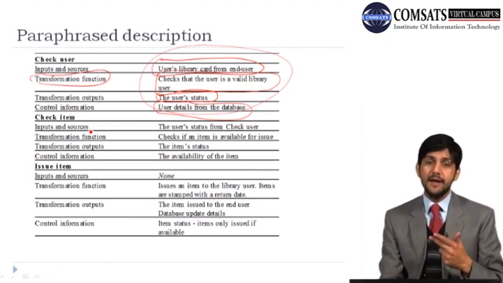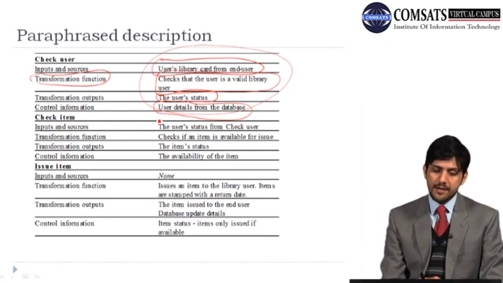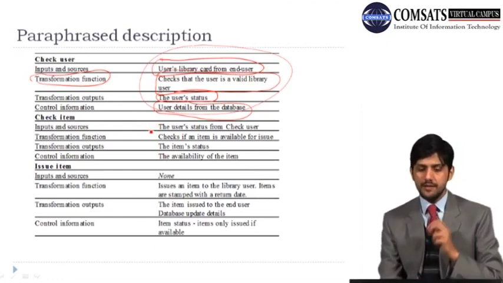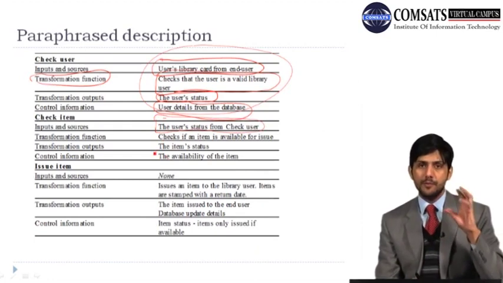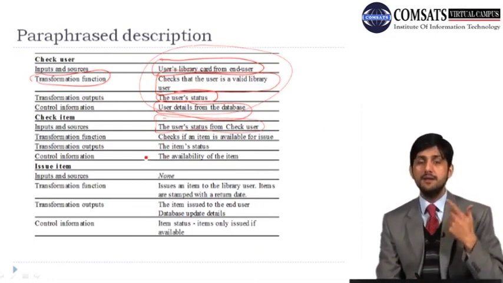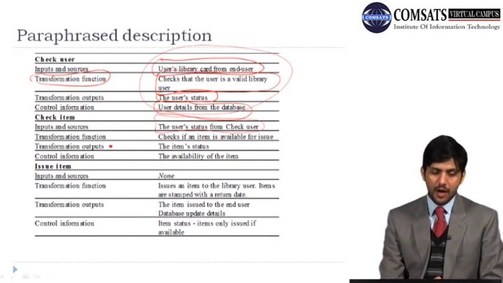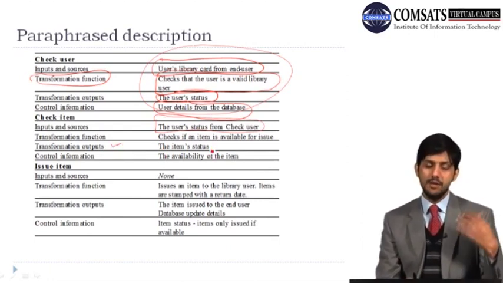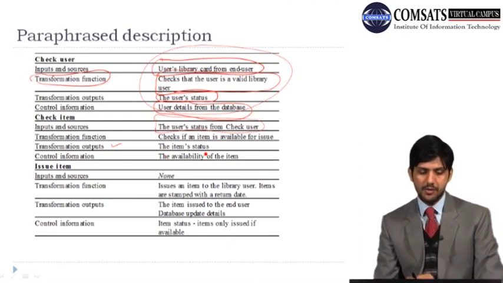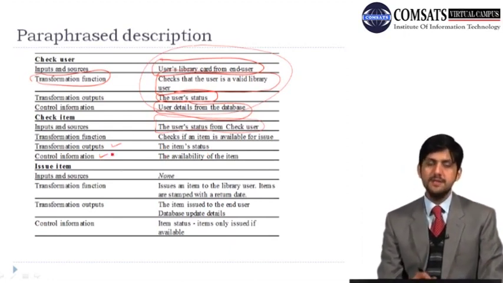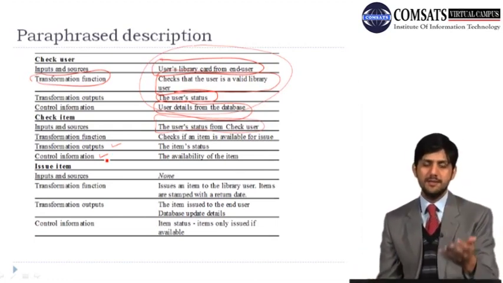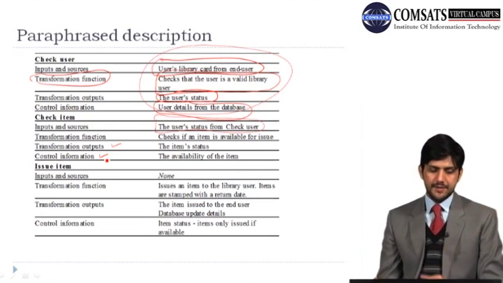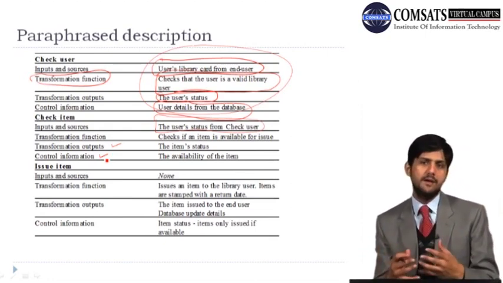And the next process was to check the item. What we are ensuring here is that the user status from check user is the input. And then what this process is actually doing is checking if an item is available for issue or not, and the transformation output is the item status, whether it is available or not, whether somebody else has already borrowed it. And then we have the control information, which is the availability of this particular item from the database. So you are going to see whether a certain book that is being requested by this user is available or not. This is how we paraphrase a model.